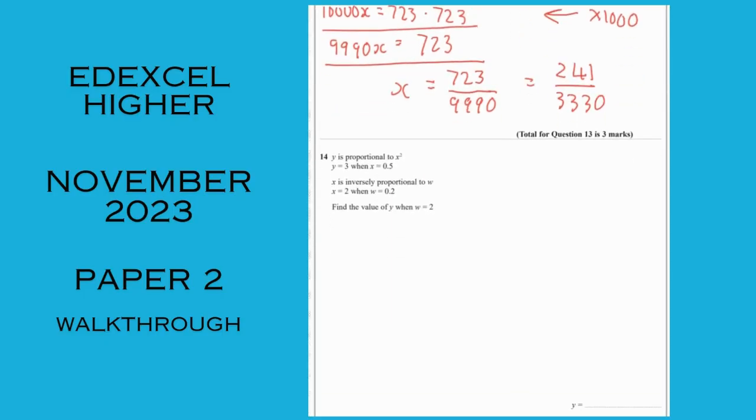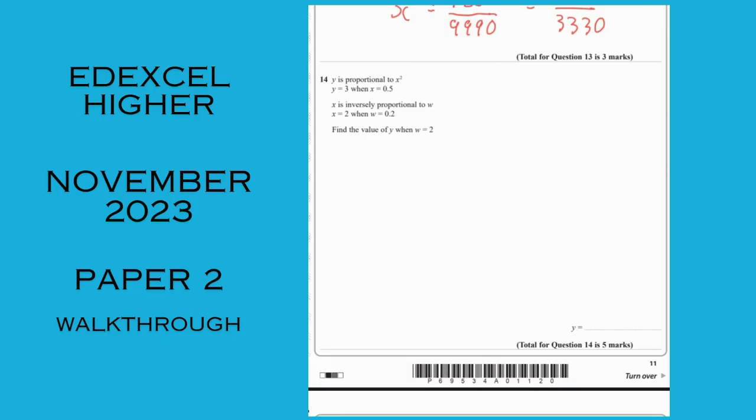Number 14, double proportion. One thing at a time. So top one, y is proportional to x squared. y is 3. 0.5 squared is 0.25. If you multiply both sides, or divide both sides by 0.25, you get your k. It's 12, which means you've got your direct proportion. What am I doing? 12.